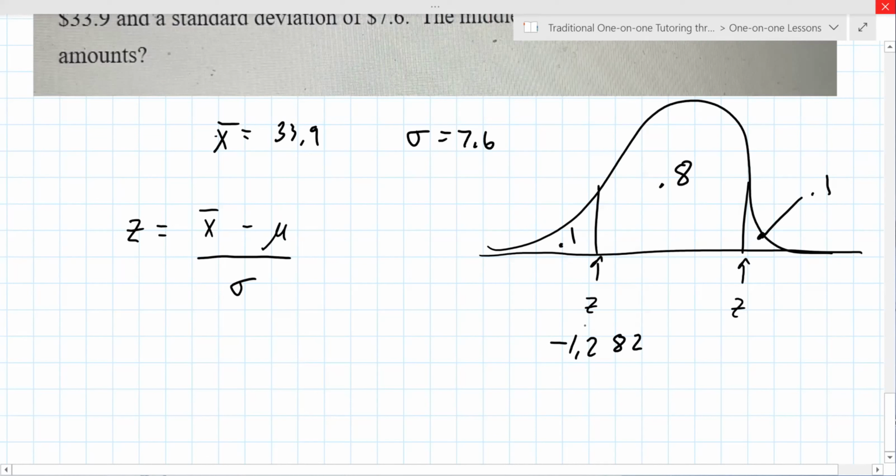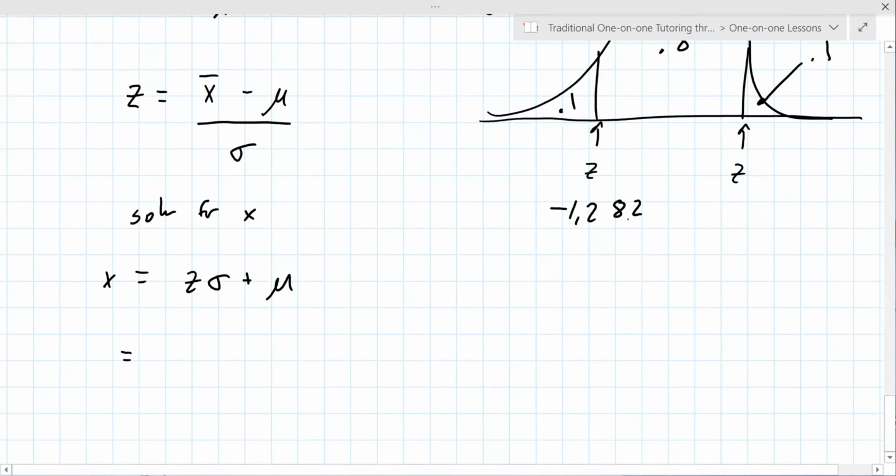That's really important because that helps you to figure out what's going on here. Sometimes in books they actually solve this for the X bar, and it's not necessarily X bar, it could just be X. So you solve for X equals Z sigma plus mu. You take that Z value you just found, multiply it by the standard deviation, which is 7.6, and you add 33.9 to it. That'll give you the left bound. Then to do the right one, you do the same calculation, but because of symmetry, it's just the positive of the other.